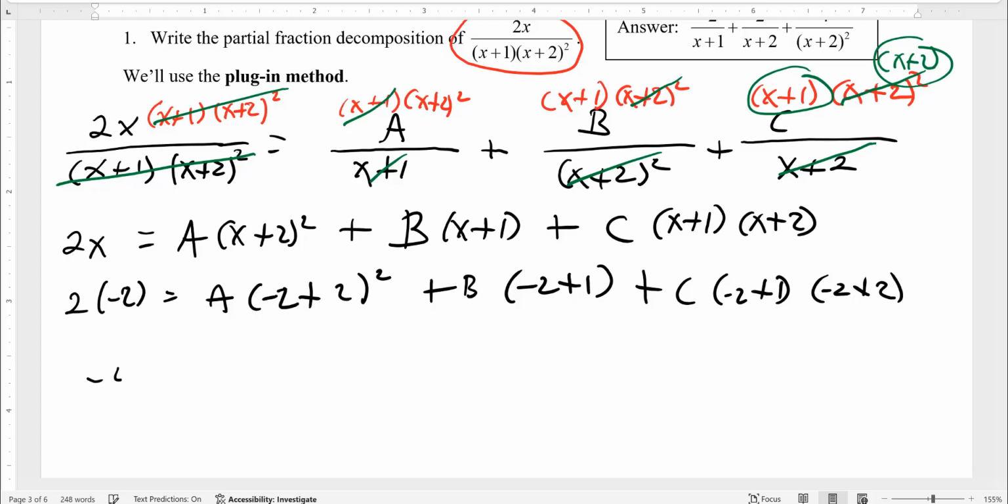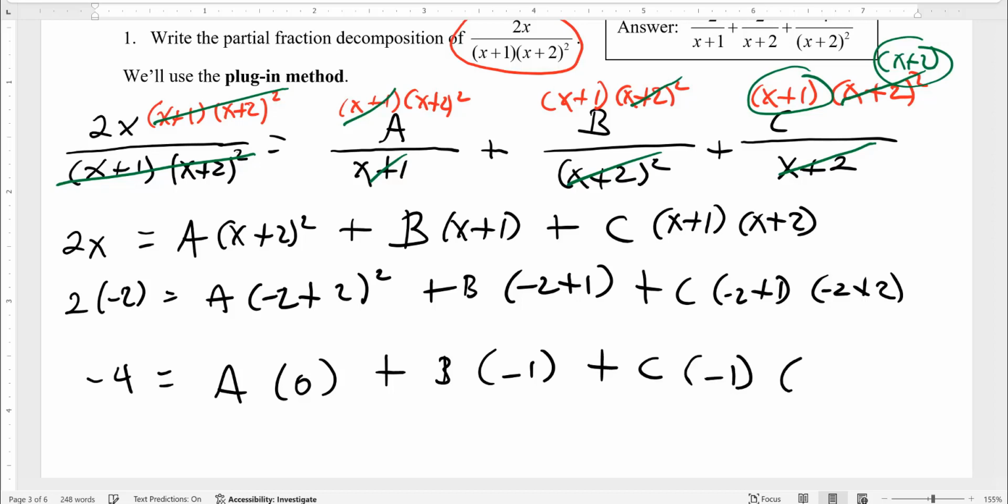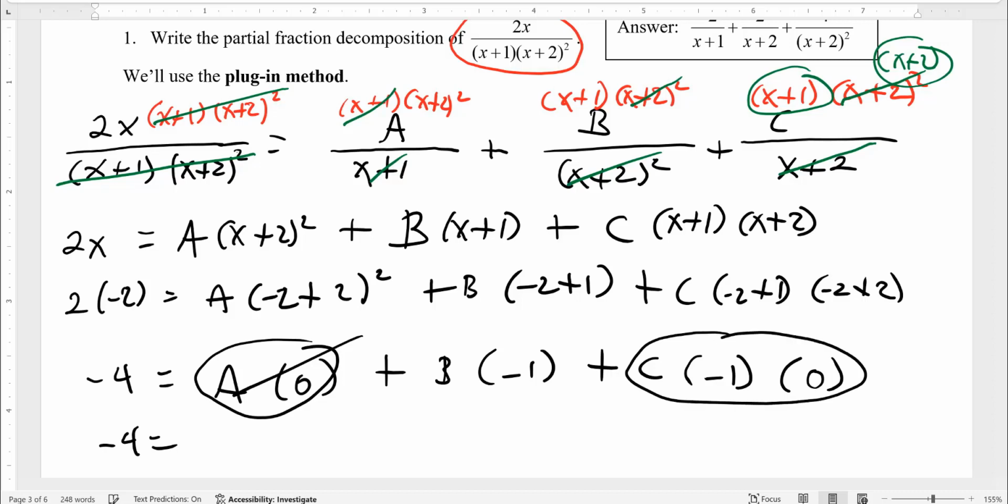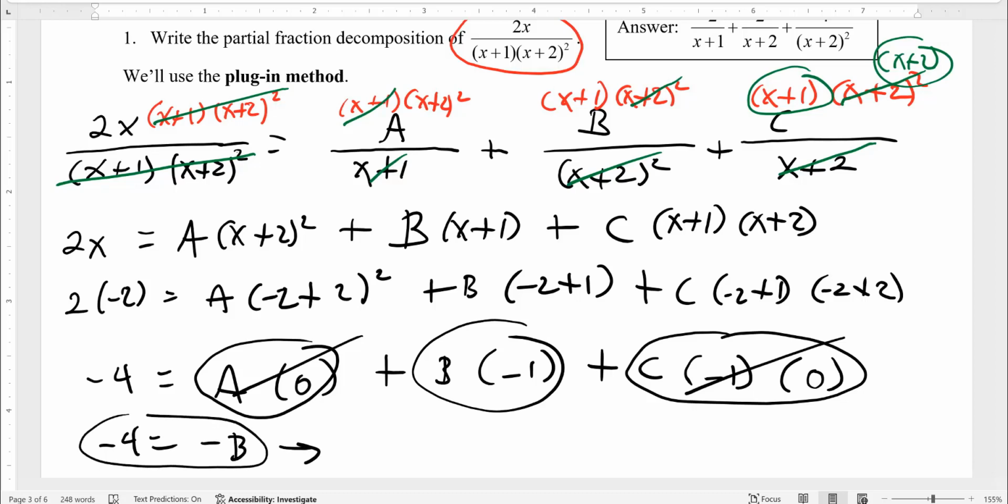Then on the left side we have -4. On the right side we have A times 0 plus B times -1 plus C times -1 times 0. And A times 0 is 0, so that disappears. C times -1 times 0 is 0, that disappears. And B times -1 is -B. And if -4 equals -B, then B equals +4, and there is one of our answers.